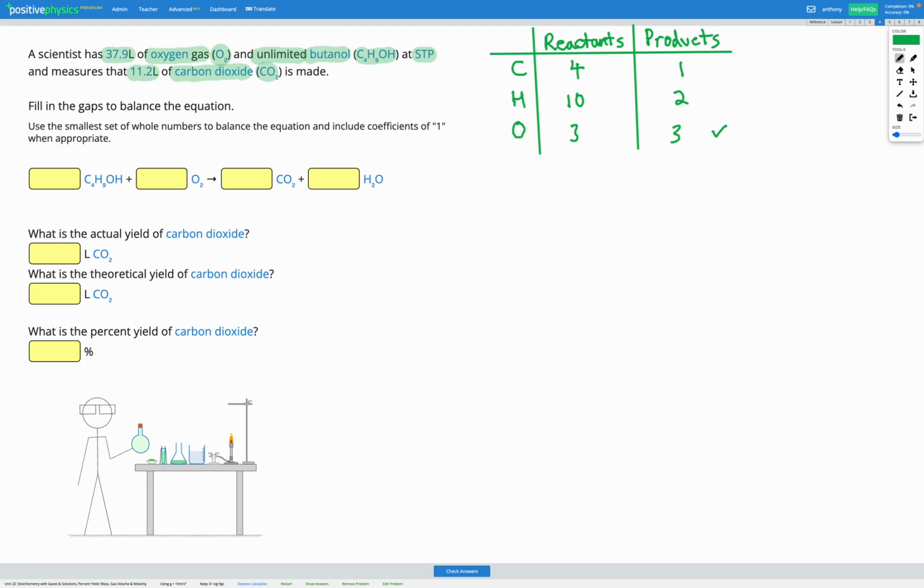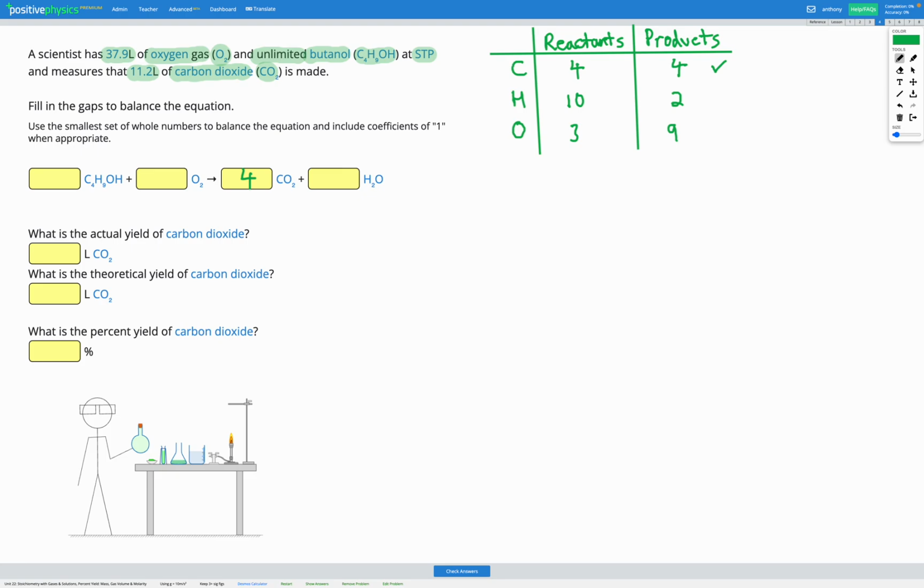Since carbon only appears in one of the reactants and one of the products, I'm going to try and balance that one first. So I'm going to try putting a 4 in front of the CO2 and see if that helps to balance our equation. My reactants stay the same, but in the products, I now have 4 sets of CO2. So that's 4 carbons and 4 times 2, which is 8 oxygens. Plus I have H2O, which is 2 hydrogens and 1 more oxygen for a total of 9 oxygens. So now my carbon appears to be balanced, but my hydrogen and oxygen are not balanced.